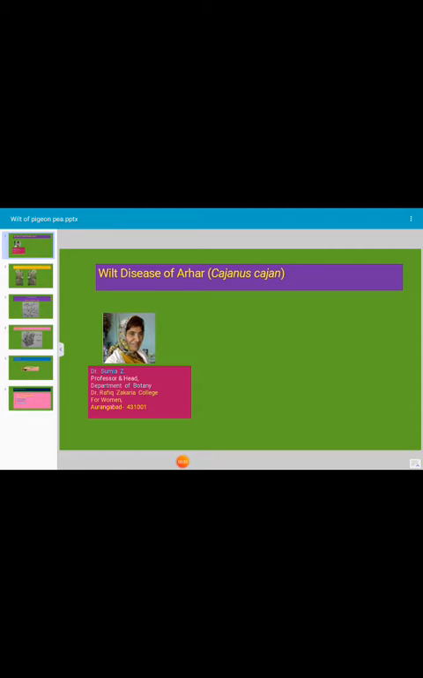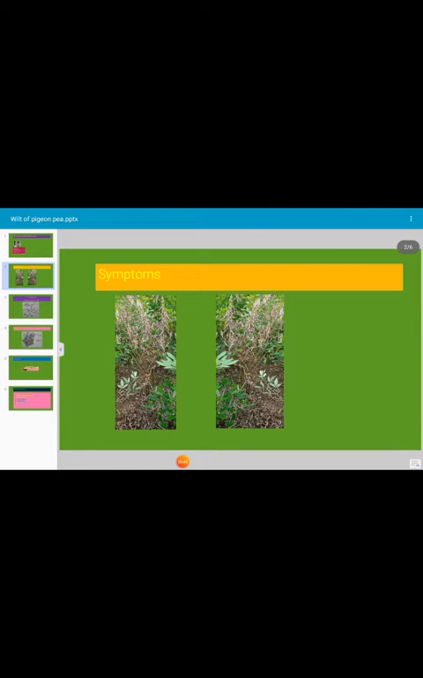growing states of India, especially Uttar Pradesh, Madhya Pradesh, Bihar, and several parts of Maharashtra and Karnataka. This disease is very severe. Let us see the symptoms of the disease. Symptom means the expression of the disease.